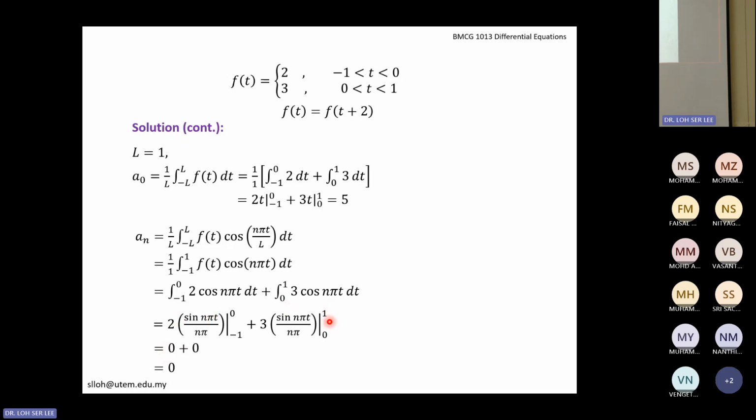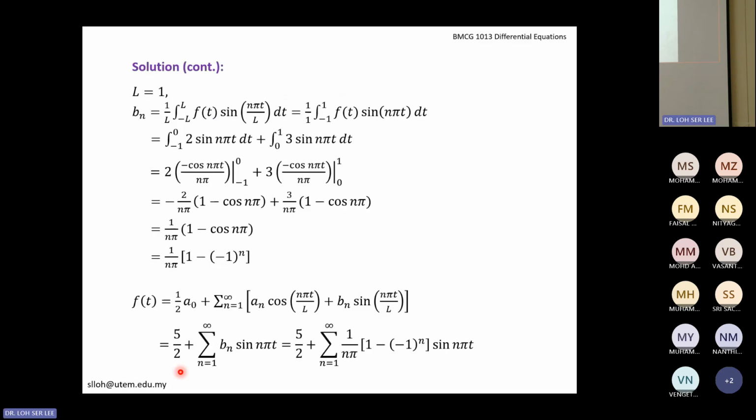Next, when you substitute 1 into t, sine n pi is 0. Minus, substituting 0 into t, sine 0 is still 0. So 0 minus 0, you get 0. So in the end, your an is 0.